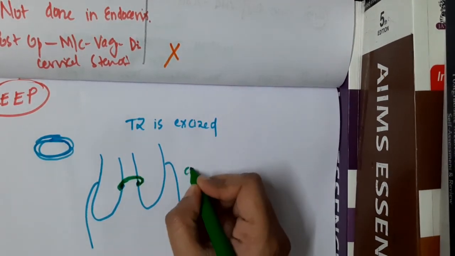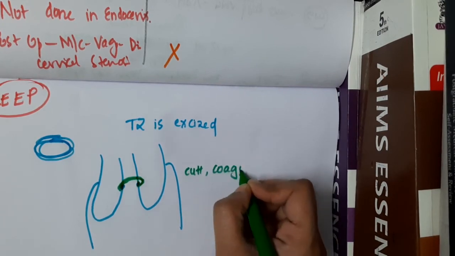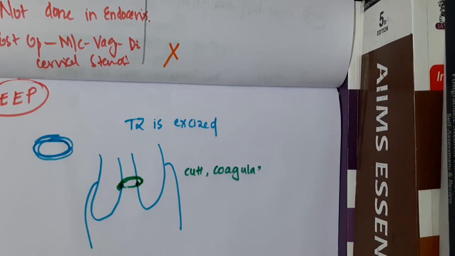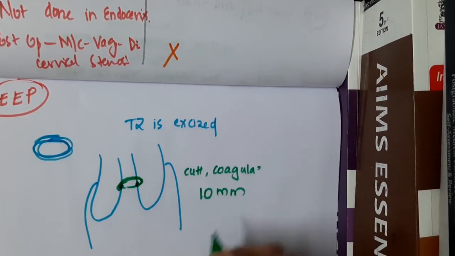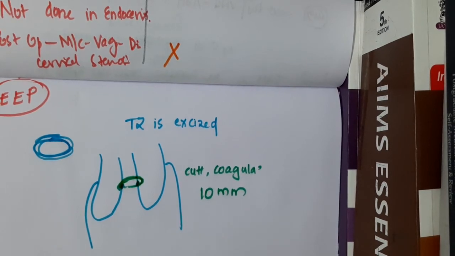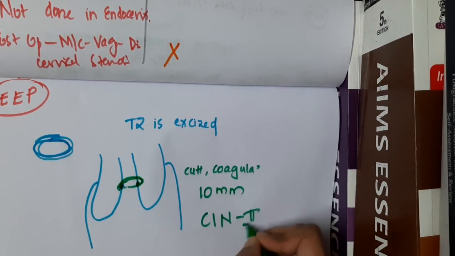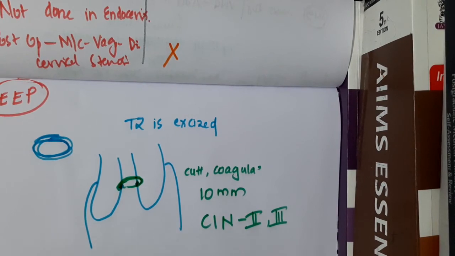This electricity will cut the tissues, and it will also coagulate the tissues and thus destroy them, up to a depth of 10 millimeters. This is actually the method of choice used for cervical intraepithelial neoplasia 2 and 3 at any age.